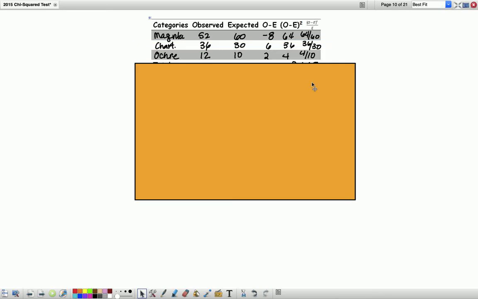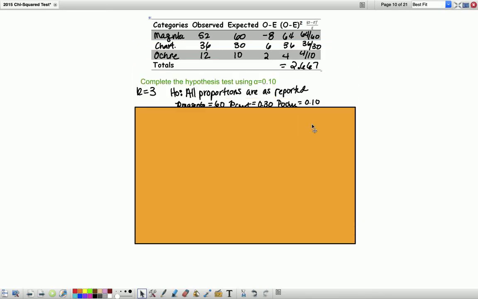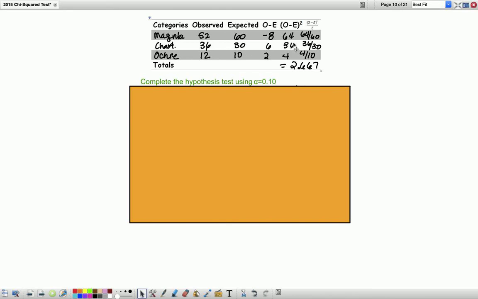So when I go through and do the rest, here they are. And then I add them up. There's my test statistic. Like I said, guys, I'm going to show you how to do this in the calculator too. Next time we are together.